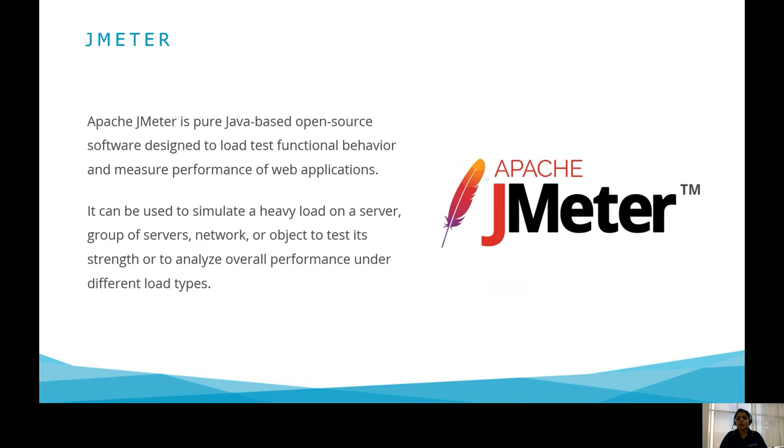Apache JMeter is a pure Java-based open source software which is designed to load test functional behavior and measure performance of web applications. It can be used to simulate a heavy load on a server, group of servers, network, or an object to test its strength or to analyze overall performance under different load types.